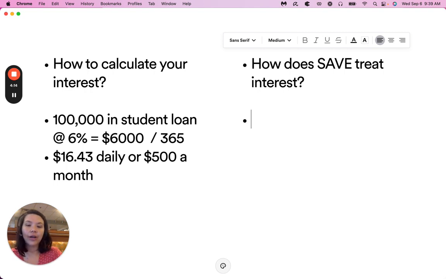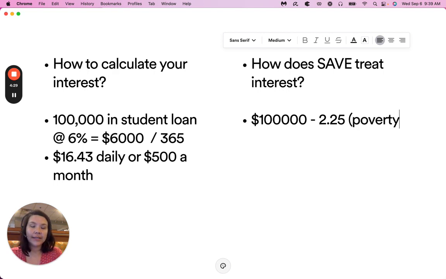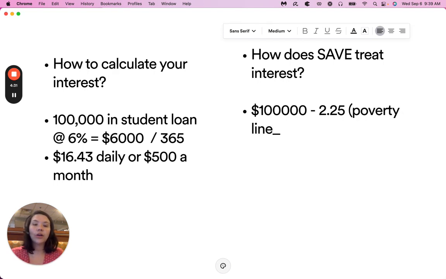So let's say I earn $100,000 a year, just to make the formula super simple. Then it takes $100,000 minus 2.25, instead of 1.5, times the poverty line based on your family size. I'm not going to look this up right now. I'm just trying to give an example of what happens, so I'm going to make up some numbers for the purpose of this example.